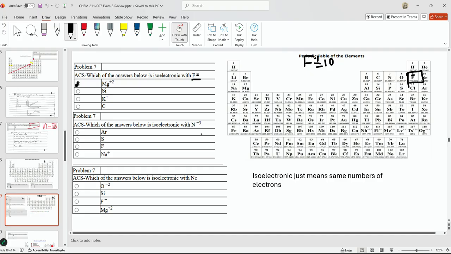Do you guys want to go over these two questions as well, just quickly? Yeah, sure. So N minus 3. How many electrons does N minus 3 have? N is 7. Minus 3 means adding, so 7, 8, 9, 10. So we just have to compare which one has 10.